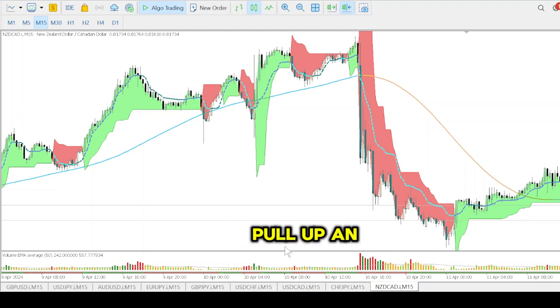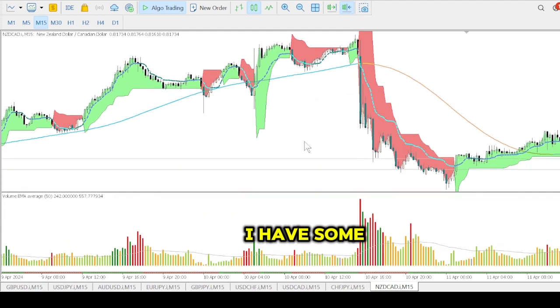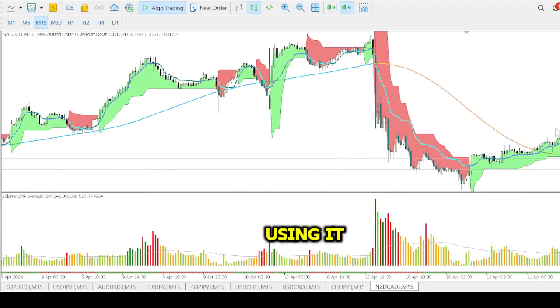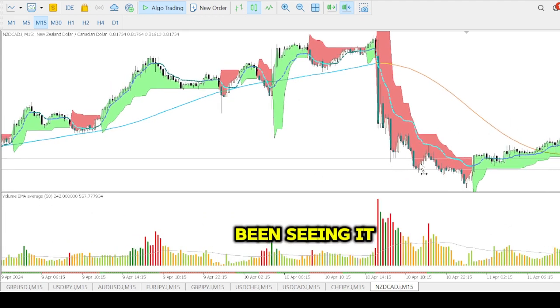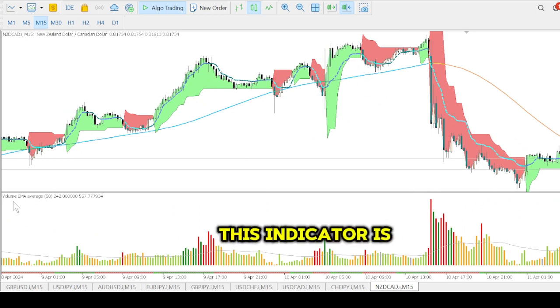Now, I'm going to pull up an indicator from down here. Some of you might have been seeing it as I was using it, some of you might not have. The name of this indicator is the volume average, or the volume EMA average. There are two types: there's a volume average and then there's a volume average percent.